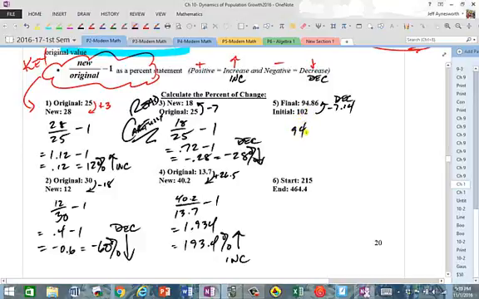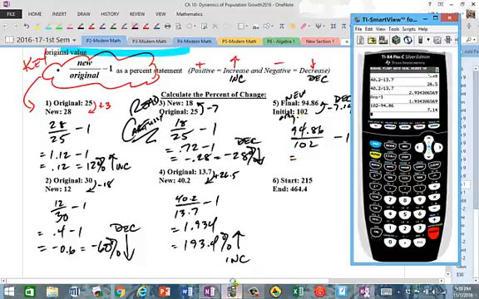So 94.86. Better write that correctly here. 86. There we go. All right. Divided by 102 minus 1. Okay, it's always new. This is the new now. Okay, final is new, right? Original is the initial. Divide the 2 minus 1. So what is that?